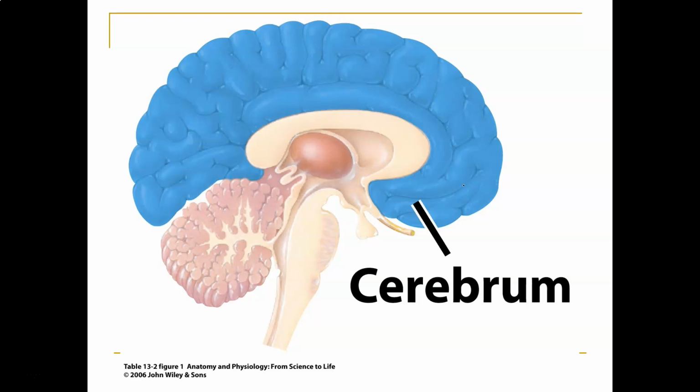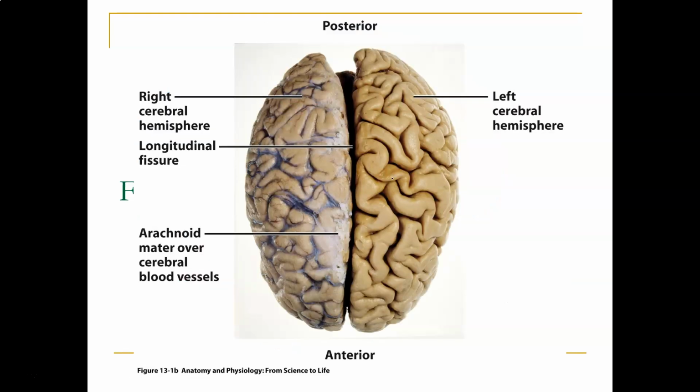It makes up about 83%. You can see in this picture why they talk about the right and left cerebral hemispheres. There's a big crack down the middle, the longitudinal fissure. On this side over here, you can see the pia is still intact and the arachnoid. On the other side, they removed it, and you can see the folds very clearly on that side.